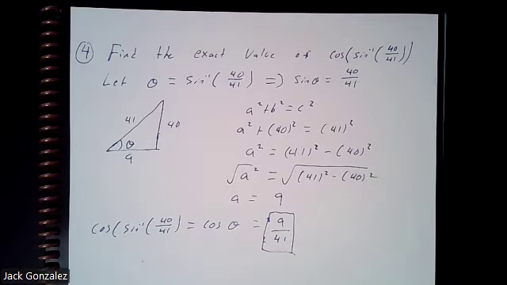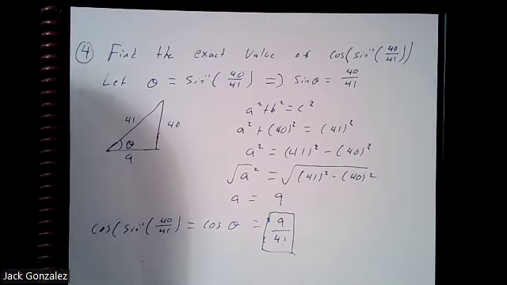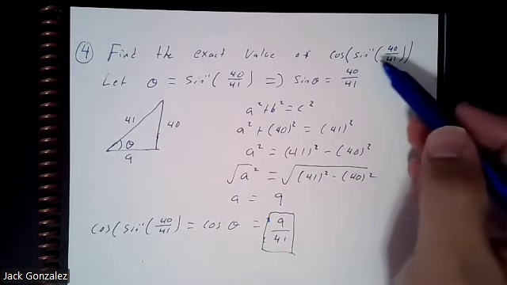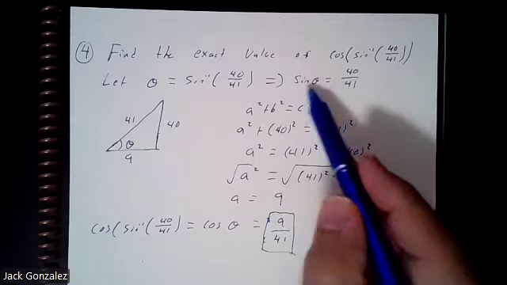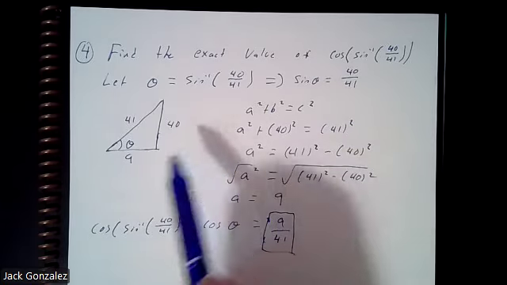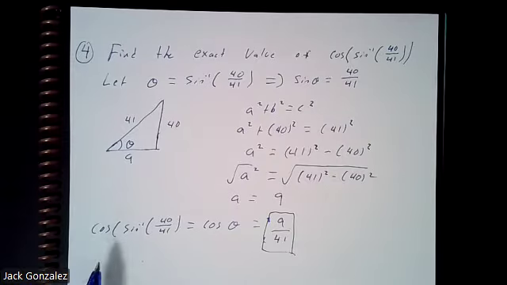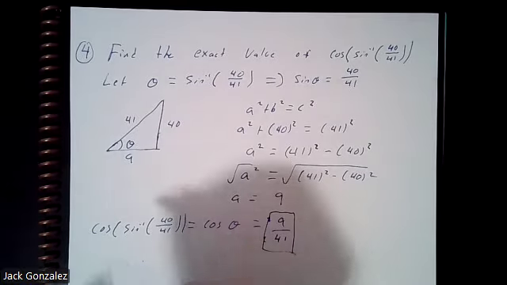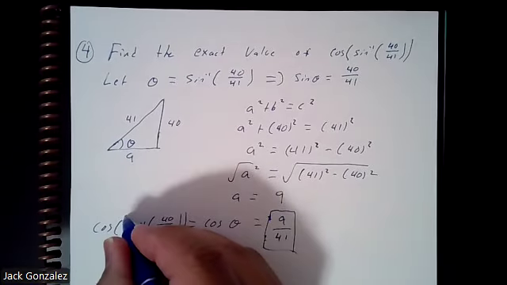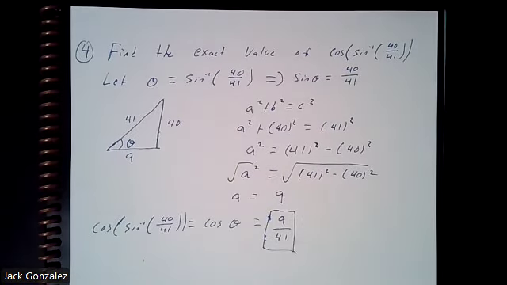All right. So use the inside to define theta. Once you do, use that to build your triangle, solve for all the sides, and then answer the question. What is the cosine? Oops, this is parentheses. All right, let's go to the next one.